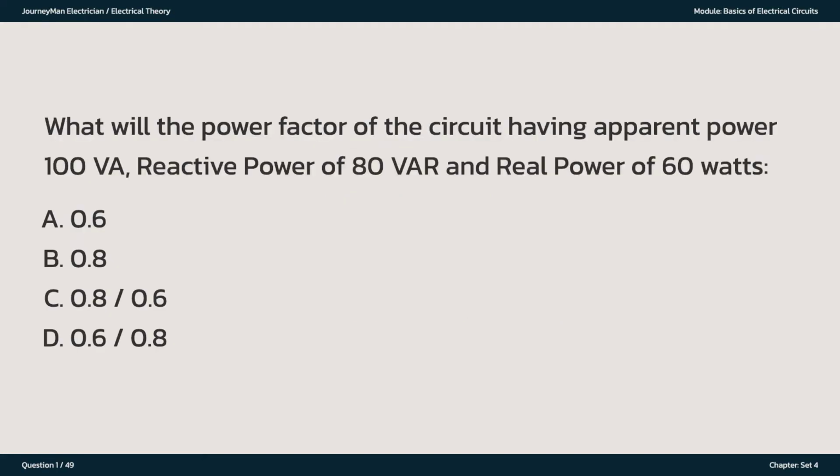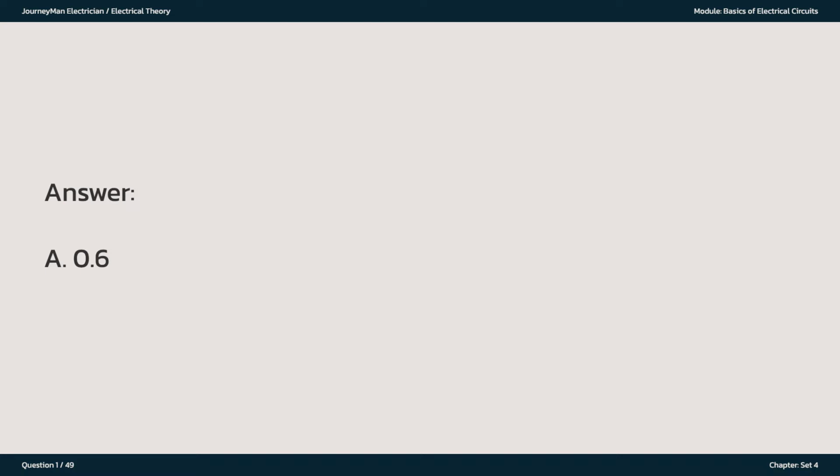What will the power factor of the circuit having apparent power 100 VA, reactive power of 80 VAR and a real power of 60 watts? A. 0.6. B. 0.8. C. 0.8, 0.6. D. 0.6, 0.8. The answer is A. 0.6.